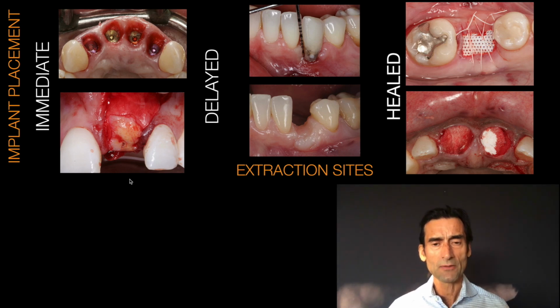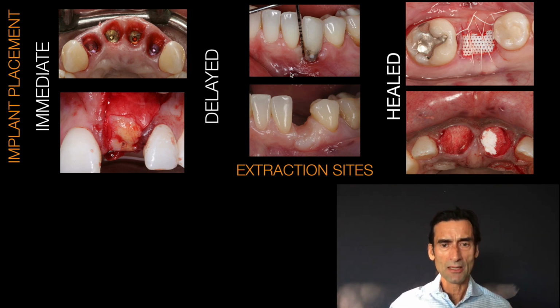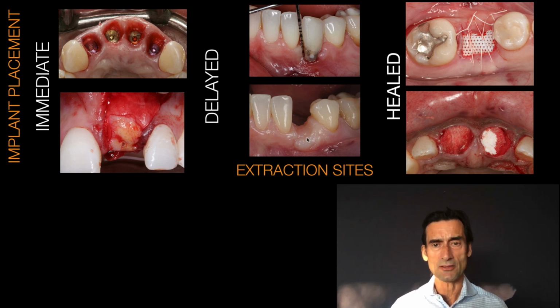Here you can see the difference between top and bottom is that there is no keratinized tissue here. I removed this root, then I grafted the site just with soft tissue, no bone, and you can see the thickening of soft tissue and the keratinized tissue.